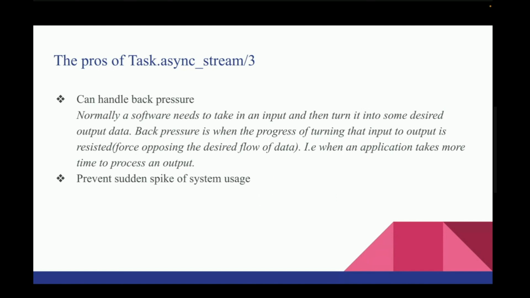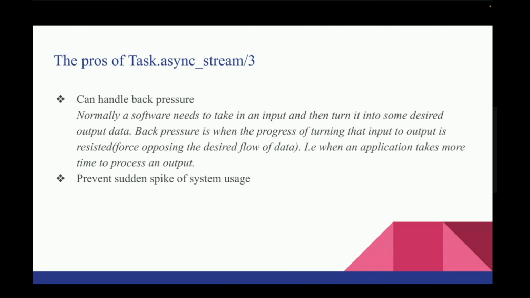Another advantage is that it prevents sudden spikes of system usage. With 1 million processes being started at the same time, this will consume a lot of memory in our system. Unlike with Task.async, with async stream we have a limit on the number of processes being started, and even if we don't set that limit, it will use the default limit of our system.